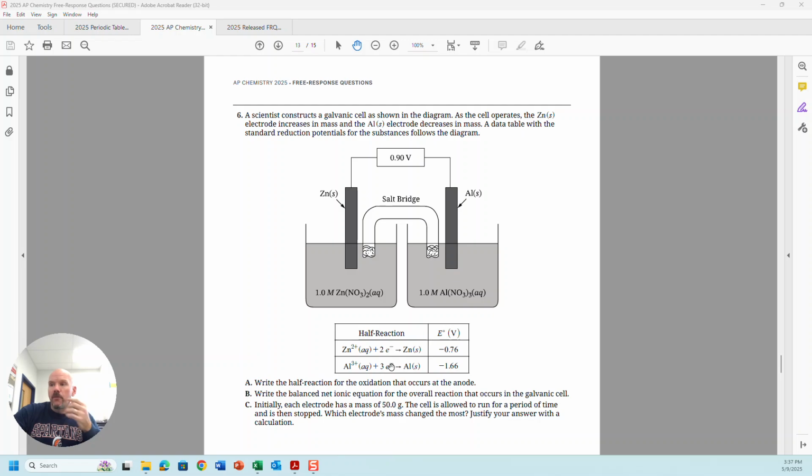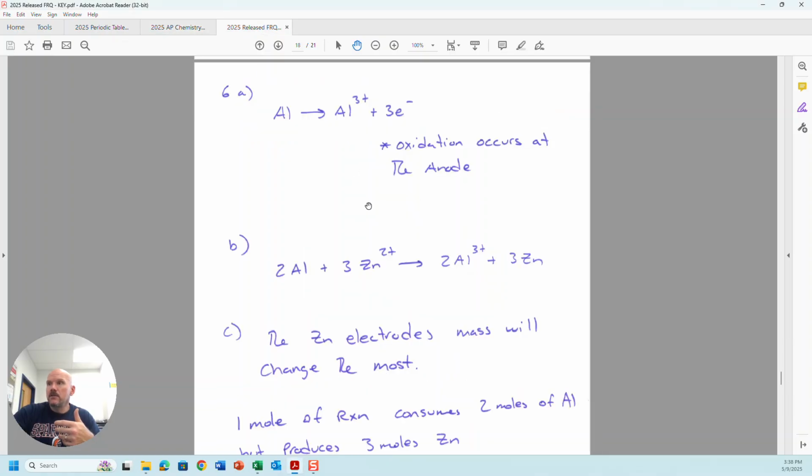So first off, we need to know some definitions. Oxidation occurs at the anode. So the aluminum one is the one we're going to flip. Right now it's a reduction potential, but we're going to reverse the reaction and make it an oxidation potential. And that's the reaction. Oxidation is what occurs at the anode. So it's the aluminum that's going to be oxidized. So this is the anode, and the reverse of this reaction is what's happening at the anode. Okay, so it would just be aluminum yields aluminum 3 plus 3 electrons.